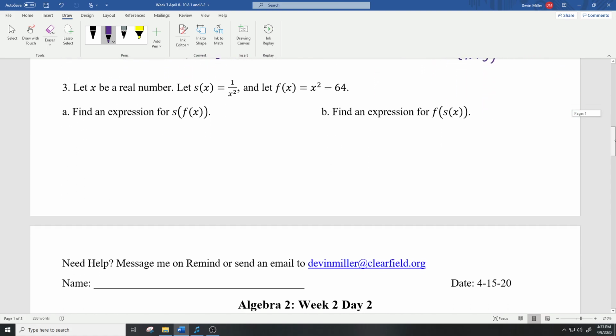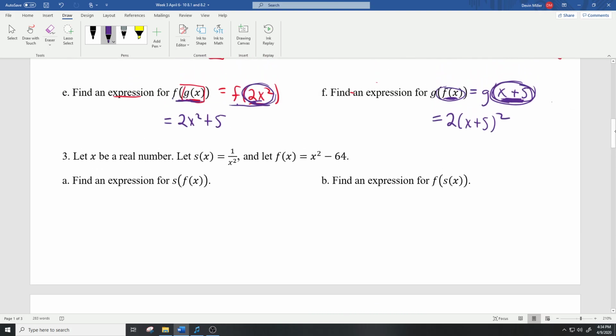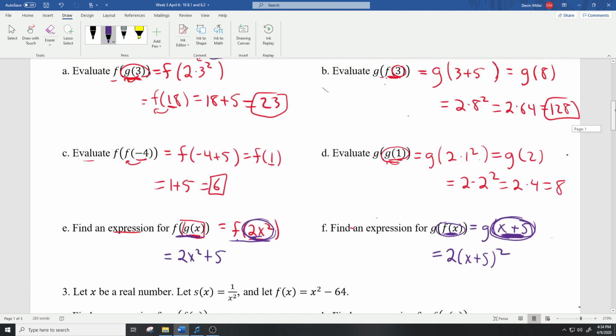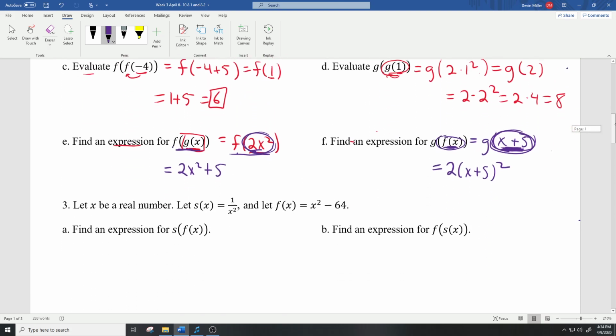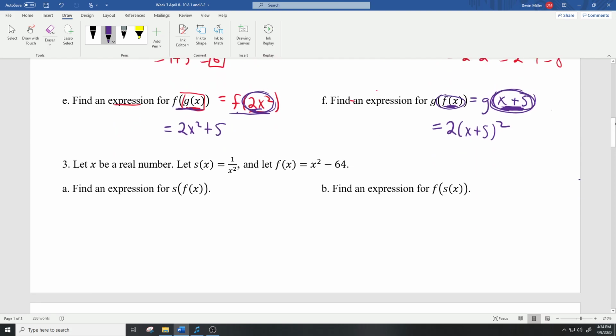We're going to try one more problem. So we have two new equations now. S of x is 1 over x squared, and f of x is equal to x squared minus 64. And we're only going to practice doing the expressions. So we're not going to be getting a number like parts A, B, C, D. Yeah, these all came out to be numbers. So it's going to be a lot like E and F that we just tried.